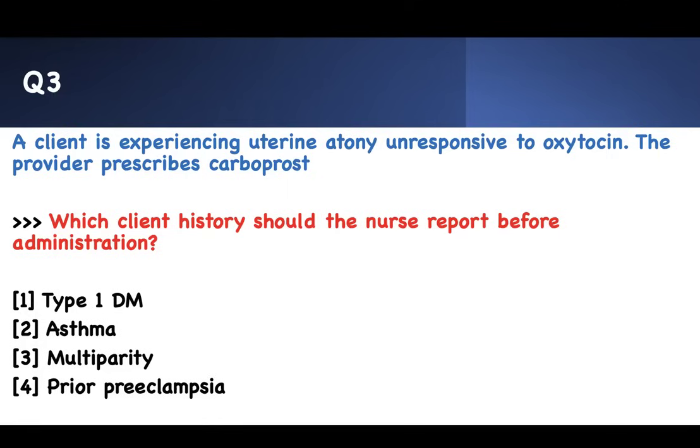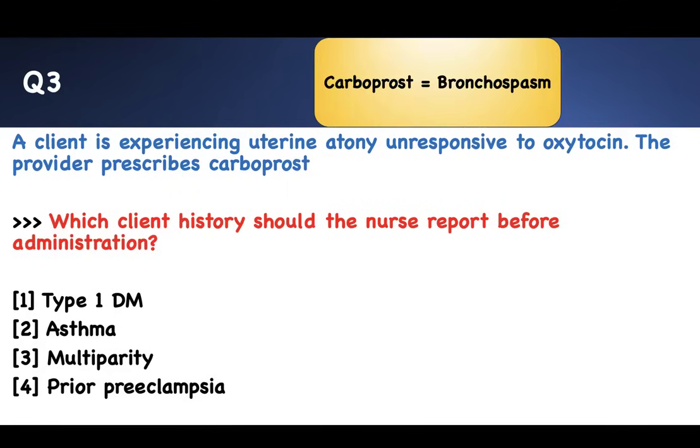The concept associated with Carboprost that is good to know for the NCLEX and nursing school is what? This is a pharmacology, maternity pharmacology question. It causes bronchospasm. If it causes bronchospasm, which history should you question? Of course, asthma is number one. Bronchospasm is big in the patient with asthma. Therefore, the nurse should verify that this patient does not have asthma before giving them the Carboprost.